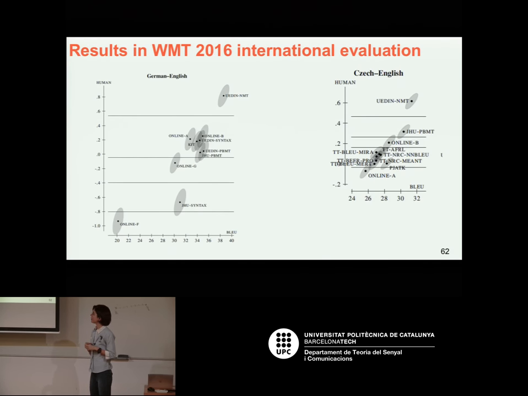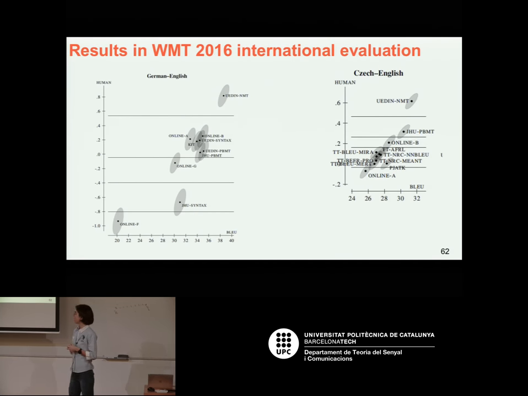Here, I should have updated this. We could have seen the 2017 results. WMT is an international evaluation of machine translation. It's a popular one, and very interesting. It's one of the top conferences in machine translation because it's not a workshop anymore. It used to be a workshop.